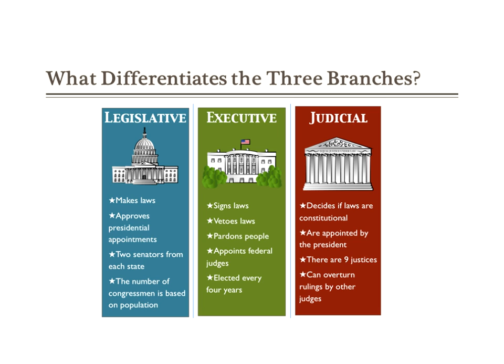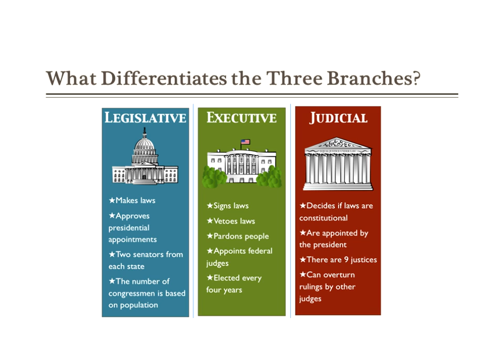Now in the judicial branch, what they do is they decide if laws are constitutional. They have nothing to do with making the laws. They decide if they're constitutional and if they're being applied in that manner. They are appointed by the president. There are 9 justices, and they can overturn rulings by other judges as well, lower down in the scheme of our judicial system.